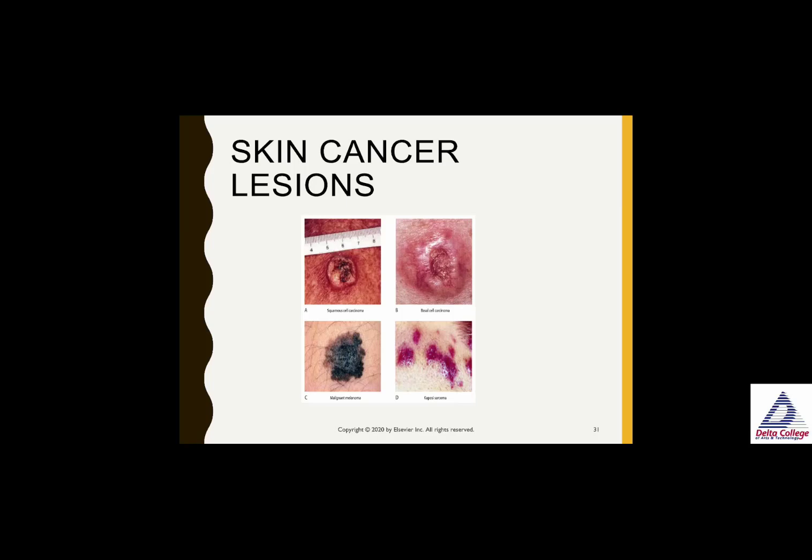So here's an image. You can see at A, this is squamous cell carcinoma. B is basal cell. C is malignant melanoma. You see how dark and black and just very erratic, there's no pattern at all around it. And then Kaposi sarcoma, which is more red, violet, purplish.